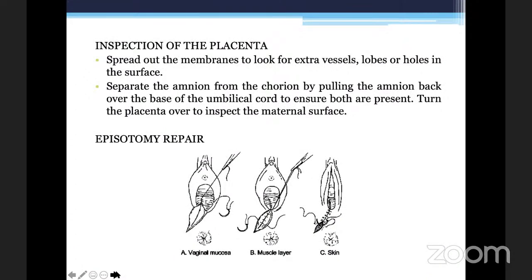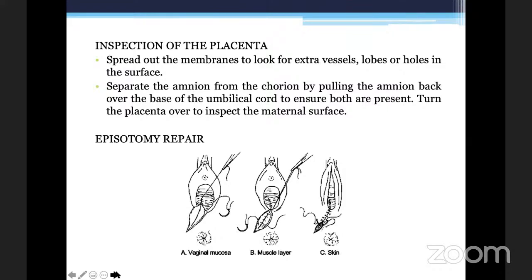Inspection of the placenta. Spread out the membranes to look for extra vessels, lobes, or holes in the surface. Separate the amnion from the chorion by pulling the amnion back over the base of the umbilical cord to ensure both are present. Turn the placenta over to inspect the maternal surface.